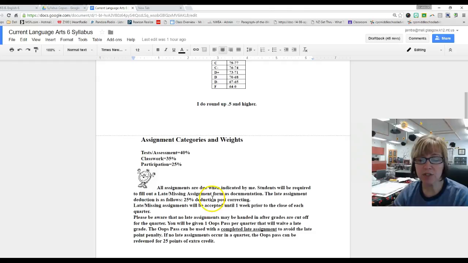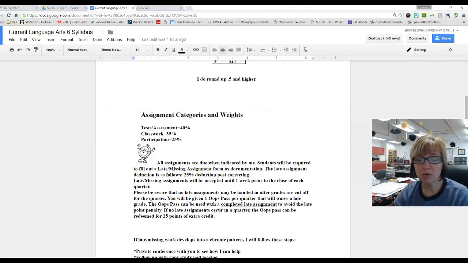If you don't get an assignment turned in on time, you will be required to fill out a late missing assignment form as documentation for that. You're also going to get a 25% deduction after I'm done correcting it or you're done correcting it. You will have until 1 week prior to the close of each quarter in order to turn in late or missing assignments. And I work really, really hard to make sure that you get everything turned in. Last year's kids, 98% of them turned in 100% of their assignments. That's because I'm working to make it really, really hard to have a zero.